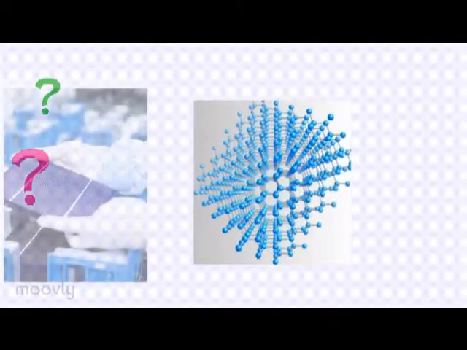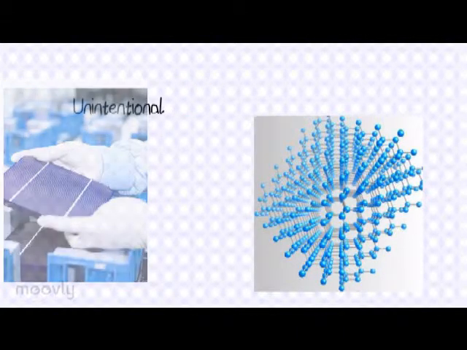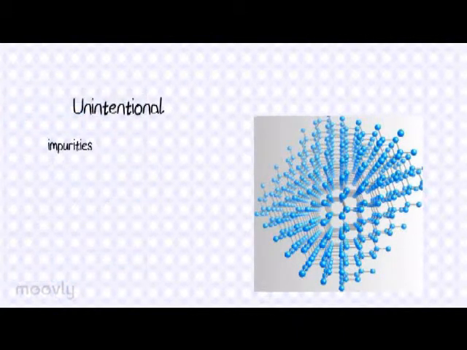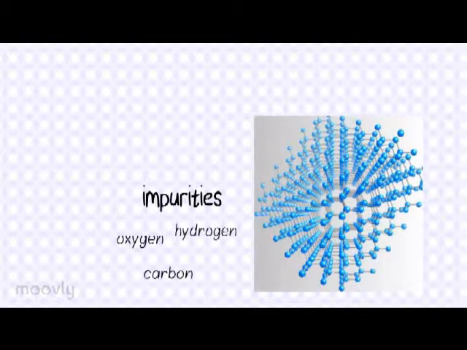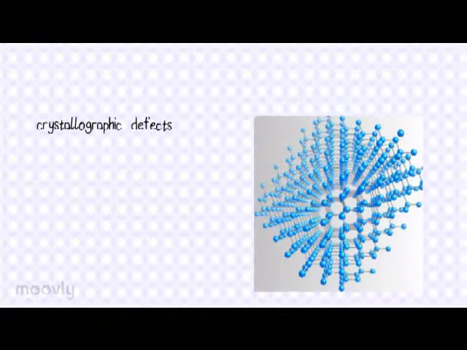What types of defects are present in solar-grade silicon today? Usually we think of defects as unintentional. These can be impurities or also crystallographic defects. Impurities are atoms other than silicon present in the lattice. There are also crystallographic defects. These are disruptions in the perfect silicon lattice.